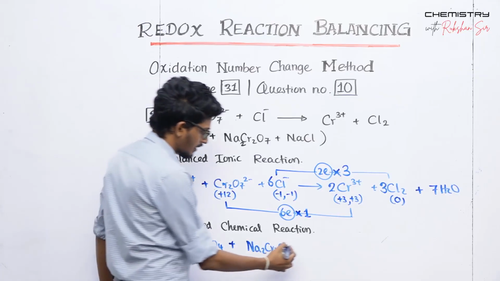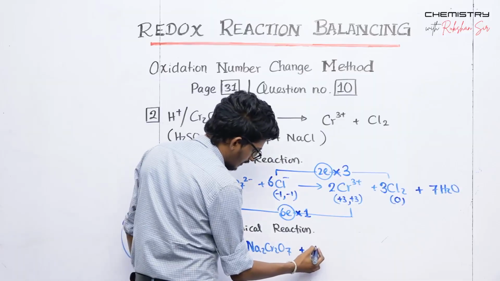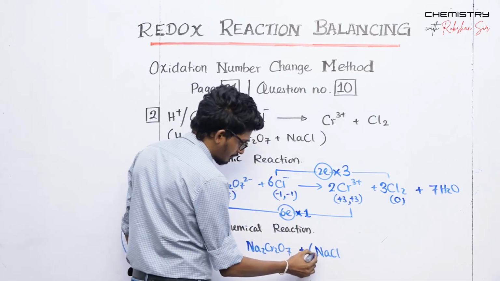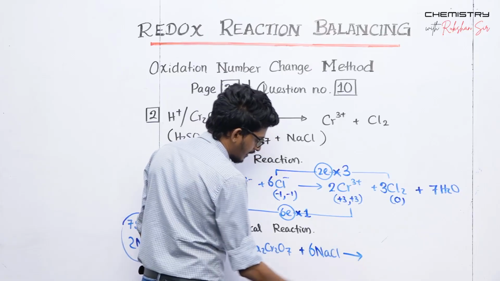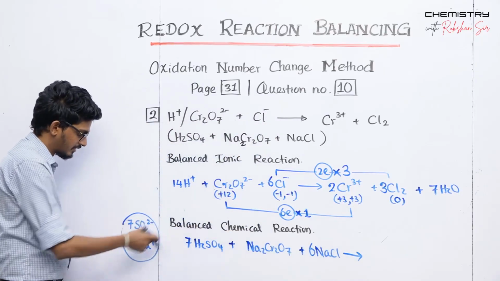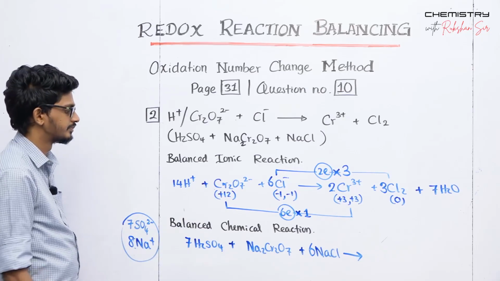Next one, to provide the Cl- ions, they had used NaCl. You need 6 such Cl- ions, so 6 NaCl are needed. So that when writing this, you have added 6 Na pluses. That 6 and these 2 altogether it is 8 Na pluses, right?